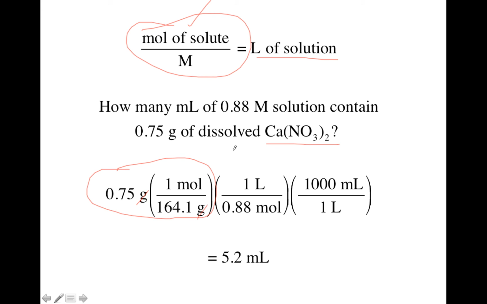But again, instead of writing 0.88 moles or capital M, we're going to write 0.88 moles over 1 liter and then flip that upside down. And the reason is because we want moles to cancel. And that'll give us liters, but the question asks for milliliters, so multiply by 1,000 at the end, and you will get your final answer in milliliters.